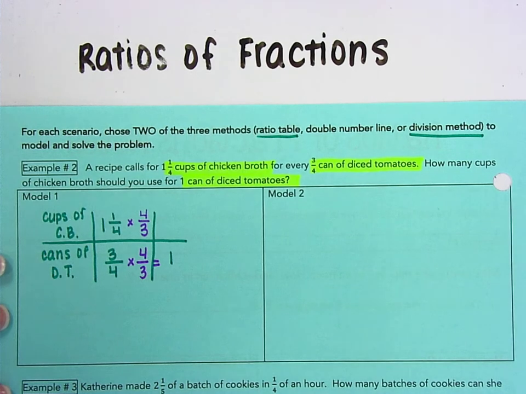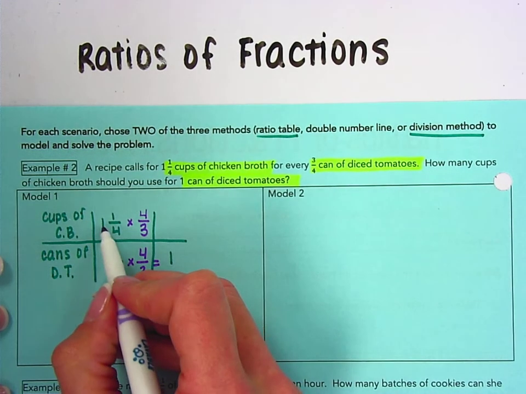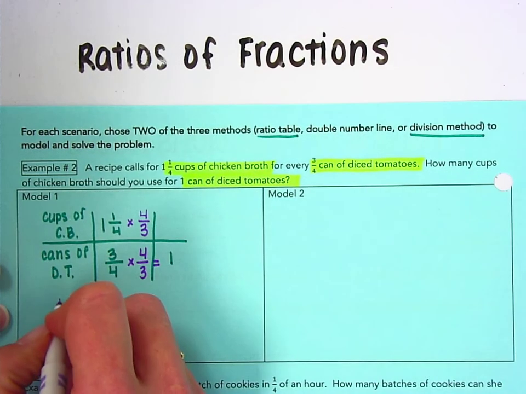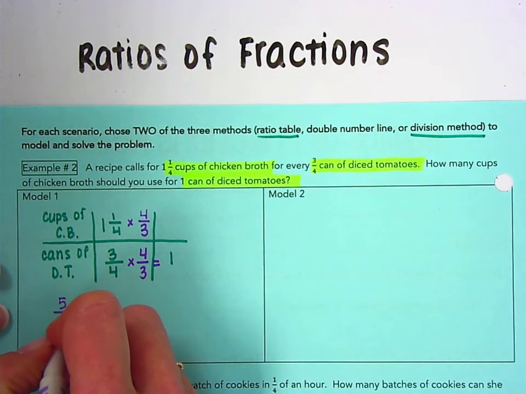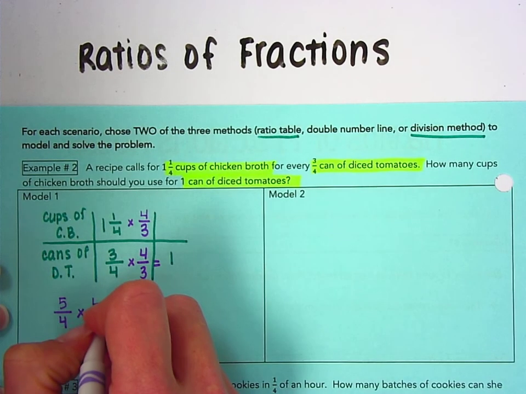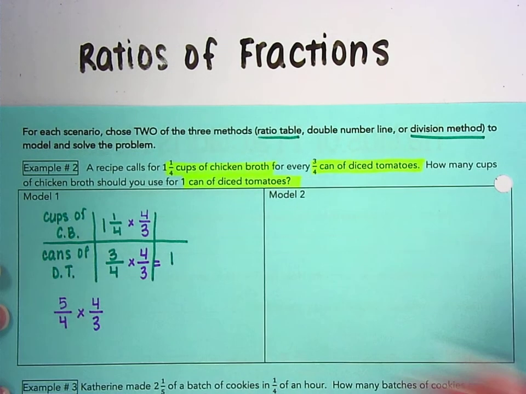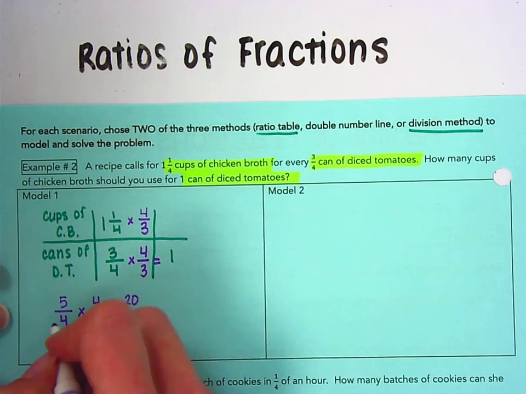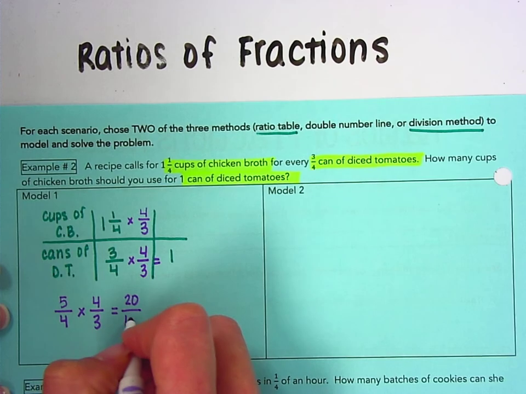Before we can multiply fractions, we do need to make sure we change any mixed numbers to improper fractions. So to do that, we're going to do 1 times 4 is 4, plus 1 is 5. So our improper fraction for 1 1/4 is 5/4. We're going to multiply that by 4/3. 5 times 4 is 20. 4 times 3 is 12.